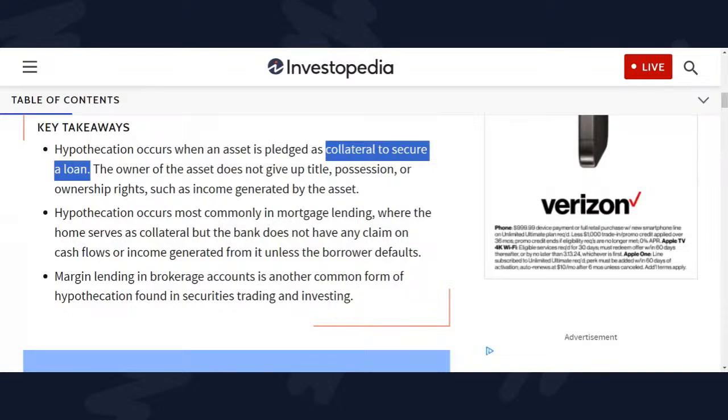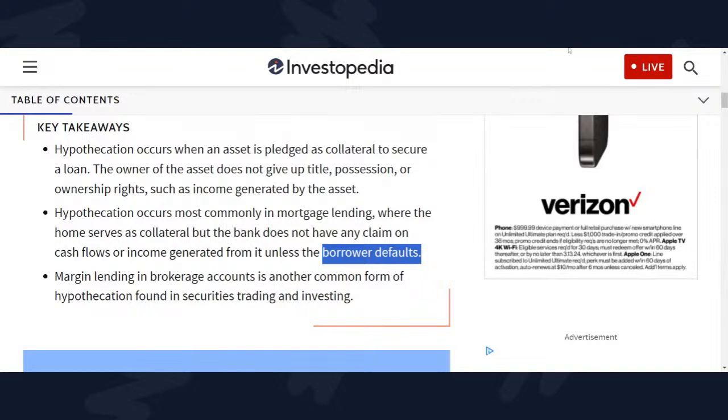And again, that informant document is the one that has your given and family name on it. Hypothecation occurs most commonly in mortgage lending, where the home serves as collateral, but the bank does not have any claim on it, on cash flows or income generated from it, unless the borrower defaults.